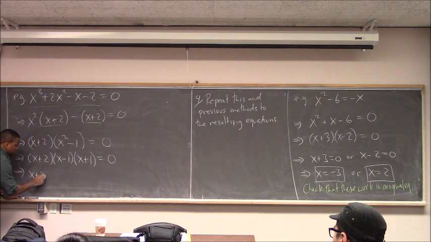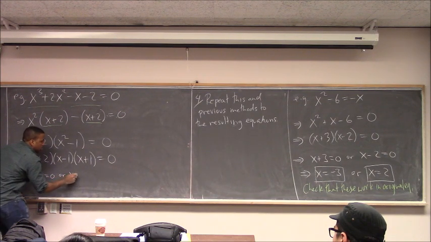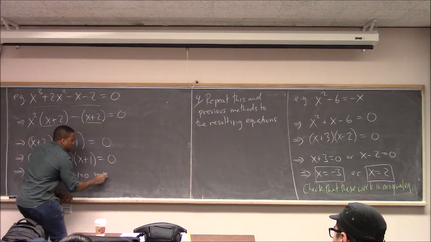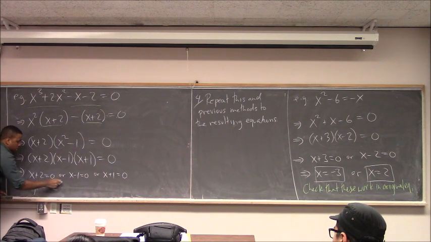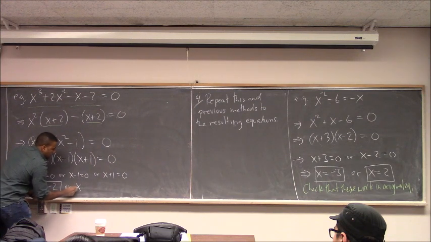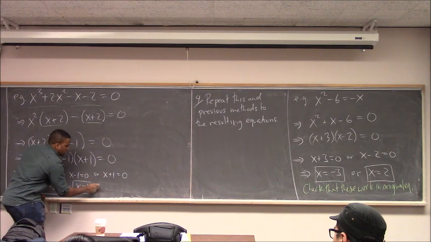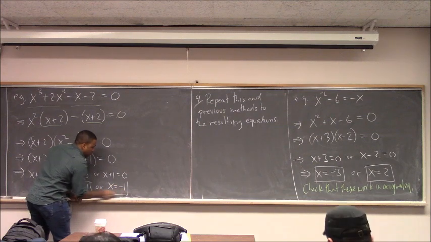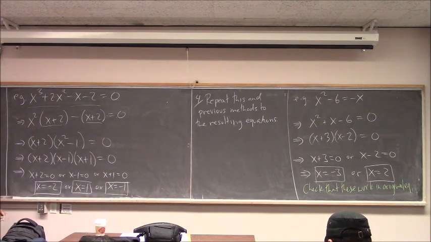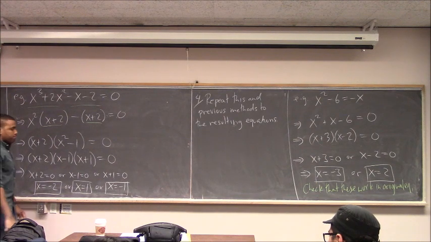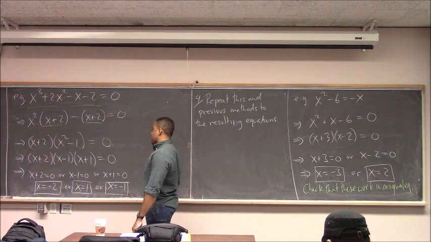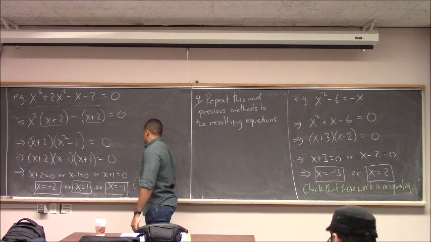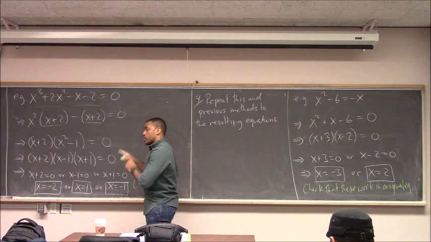So we have x plus 2 equals 0, or x minus 1 equals 0, or x plus 1 equals 0. All of these are linear, and we know how to deal with that. So x equals -2, or x equals 1, or x equals -1. Those three form our solution set. Our solution set here has three things in it, and of course, do a quick check of your answers.